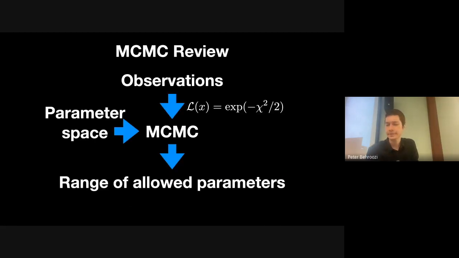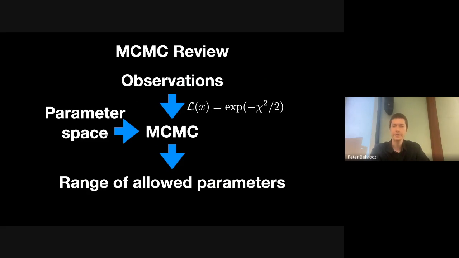Okay, so a little bit of background. MCMCs, what are they? I mentioned them many times already. It's a way of going from observations to a range of allowed parameters in your physical model. The thought is you have some observations that you want to reproduce, like an image or a time series, and you have some model with some parameters that lets you generate data that look like your observations. And then you have some loss function or likelihood function that evaluates the similarity between your model and your data for a given choice of parameters.